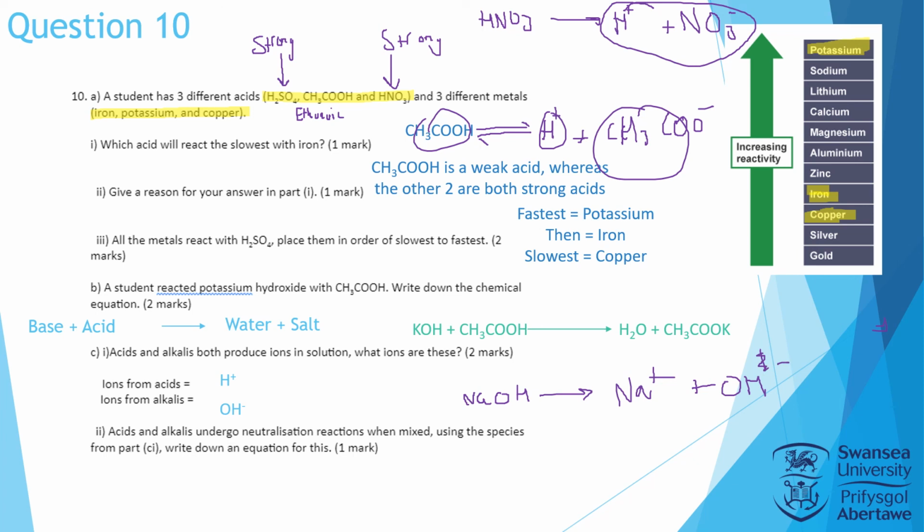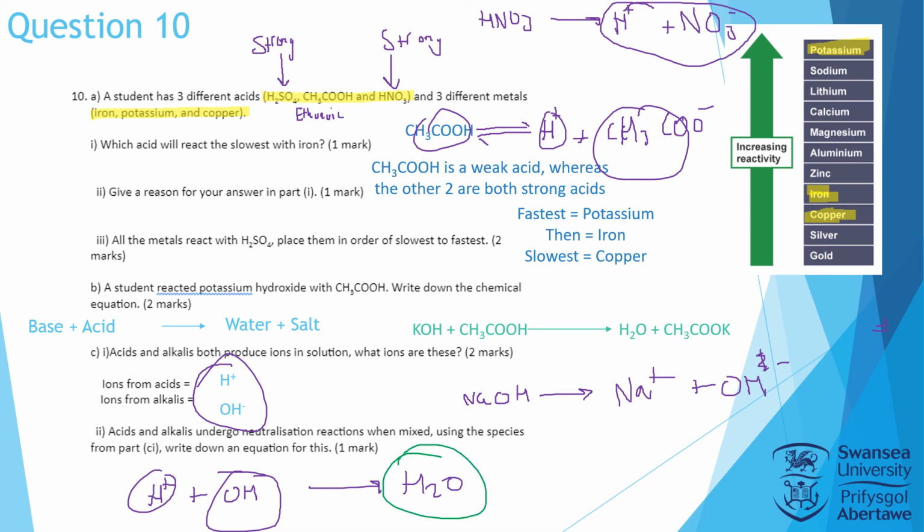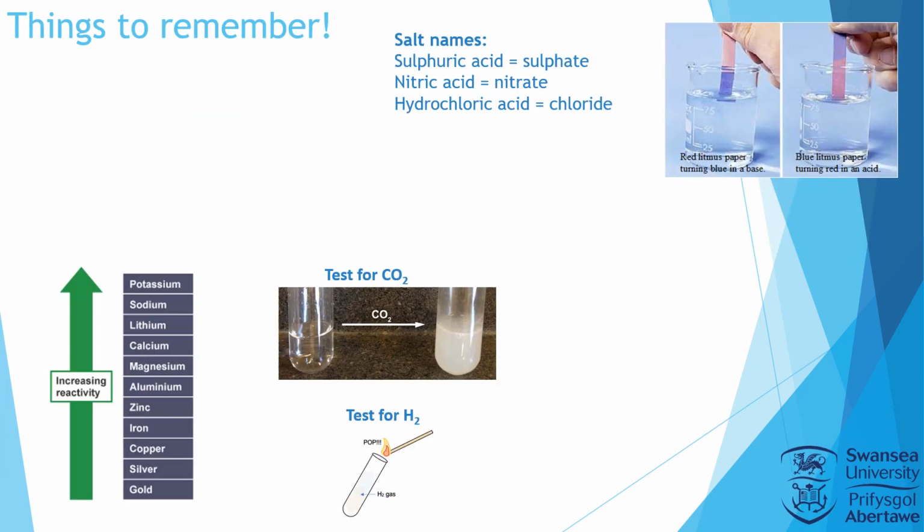So the final bit: acid and alkali undergo neutralization reactions when mixed. Using the species from the first part of the question, write down an equation for this. So these two are going to have H+ plus OH- to give you water. So something acidic here, something basic here, to give neutral water there. And then it's just the same equation underneath. So that's all the questions that we've walked through.